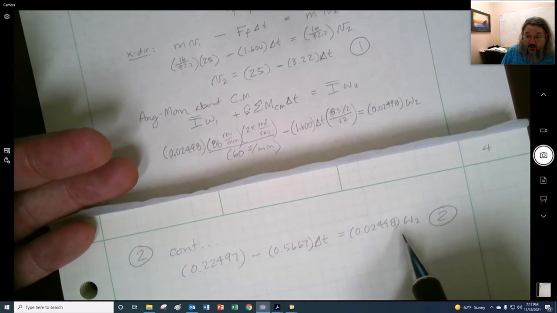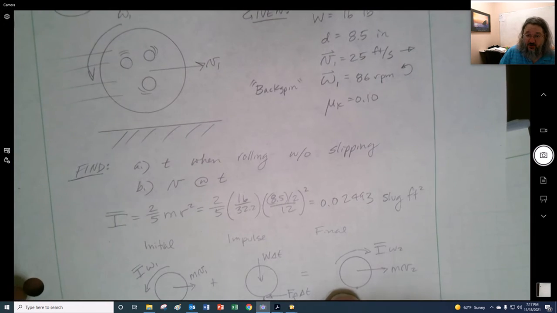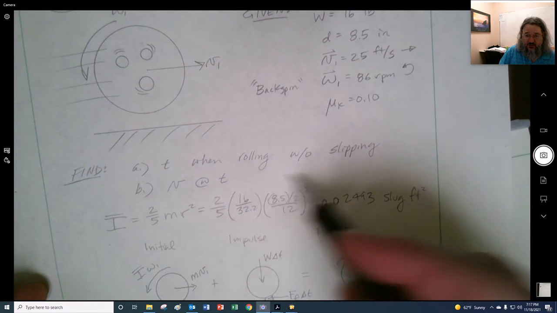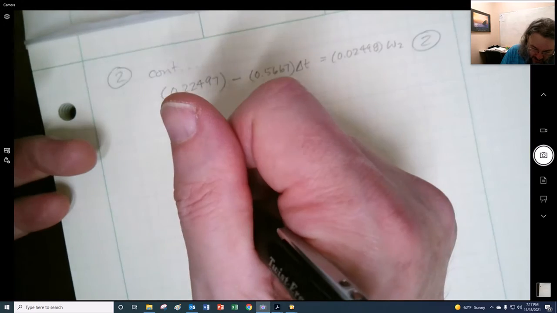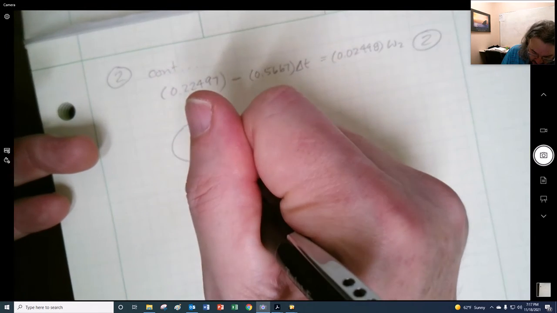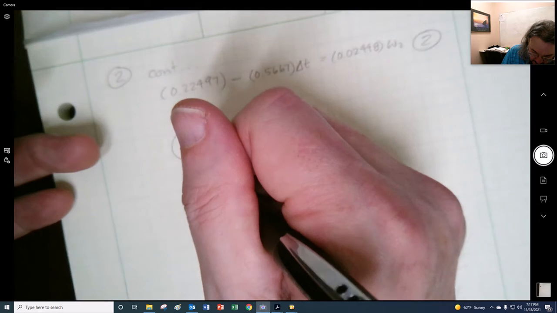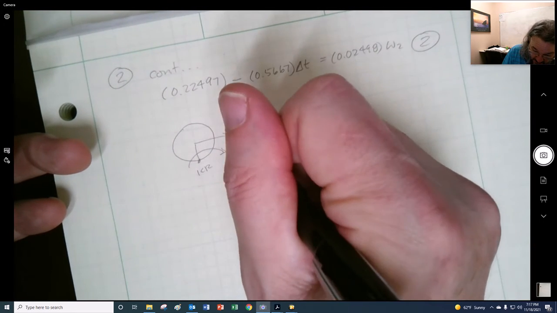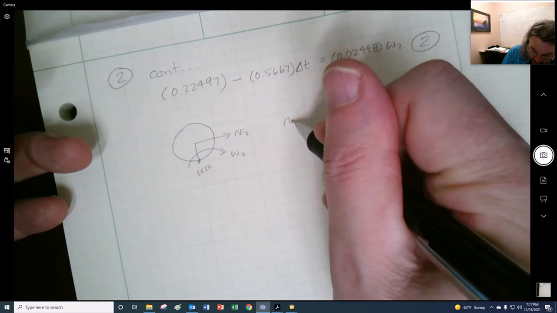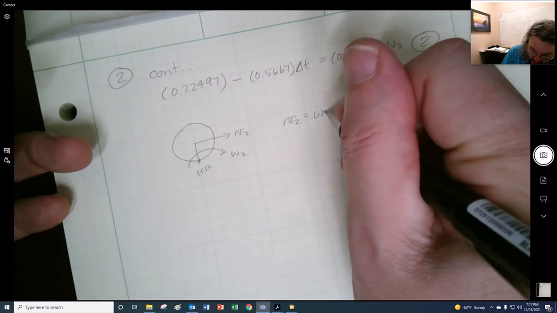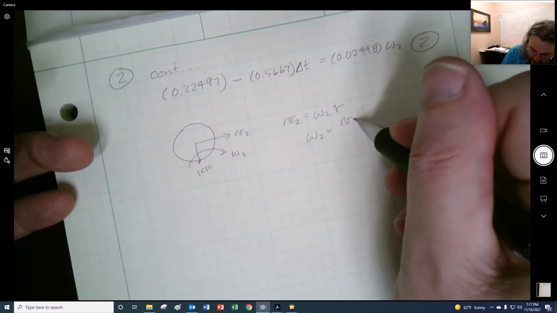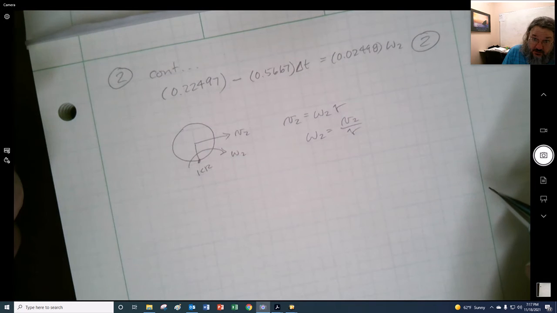But we also know a relationship when we get to this position right here. We're going to be able to use an ICR at this, right? So at the condition when it stops, when it's rolling without slipping, that does become the ICR. So here's the ICR onto the thing. So here's omega 2 and V2, and therefore V2 is equal to omega 2 times R, or omega 2 is equal to V2 over R, right there, right?